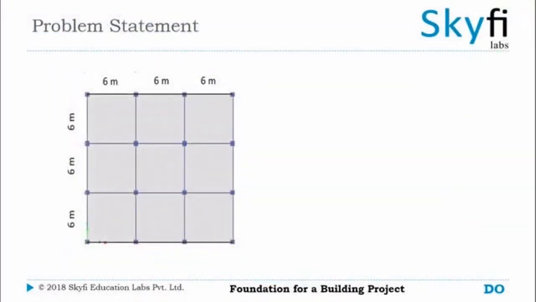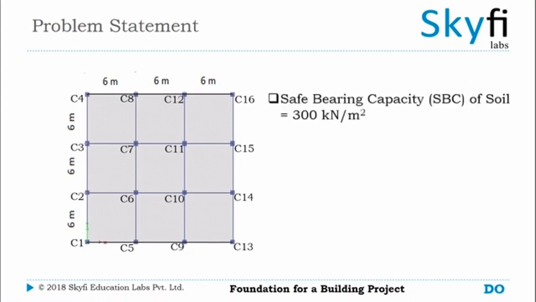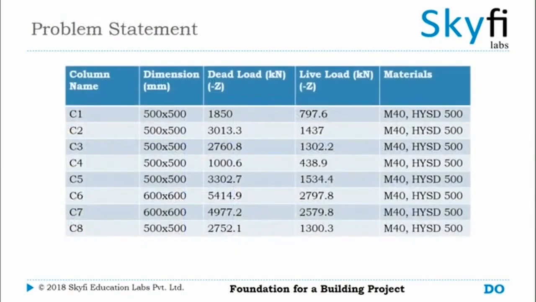This is the plan of the building, for which you have to design a mat footing. There are 16 columns in total, which are arranged 6 meters apart, in both X and Y. As explained, the column names C1, C2, C3, etc. are shown, up to C16. You have to consider a safe bearing capacity of 300 kilonewtons per meter square, and an allowable settlement of 1 centimeter. The data obtained from the building project in ETABS is being displayed in the table.